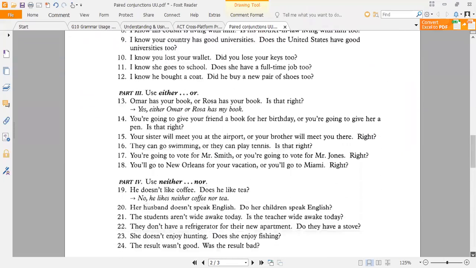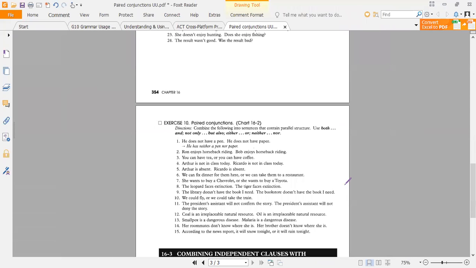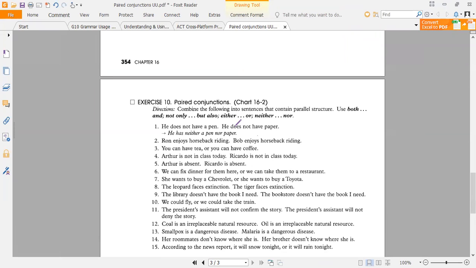Let's jump to the exercise. Last one is exercise 10. All right, here we're going to combine the following sentences into one parallel structure, or parallelly structured sentence. We're going to use a number of the paired conjunctions such as both and, not only but also, either or, neither nor, depending on the meaning used.